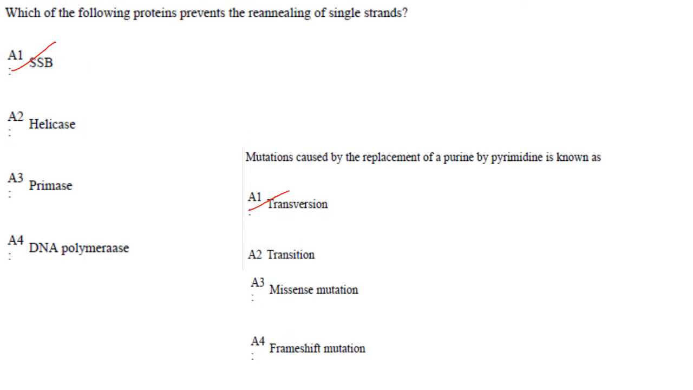Then which of the following proteins prevent re-annealing of single strands? So single strand binding proteins attach to the DNA in the replication fork to prevent it from re-annealing. Answer is option 1, that is single stranded DNA binding proteins. Then mutation caused by the replacement of purine by pyrimidine is known as... So the base has changed from purine to pyrimidine. That is transversion. If it was purine to purine or pyrimidine to pyrimidine, it is transition.